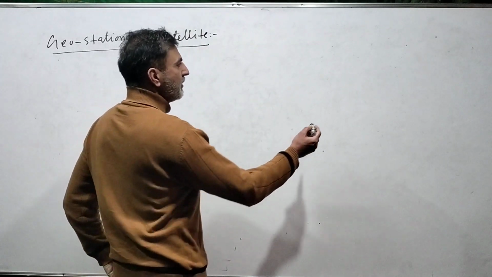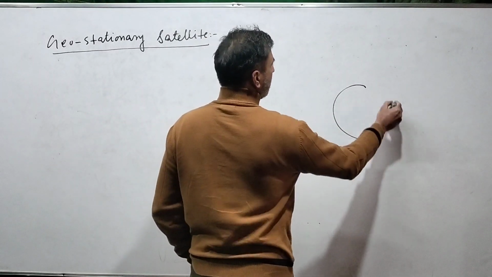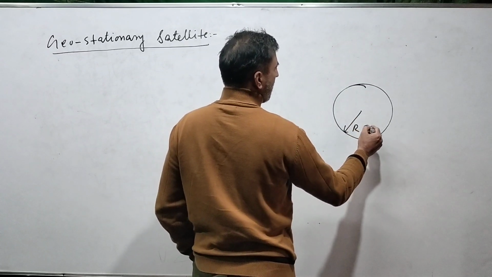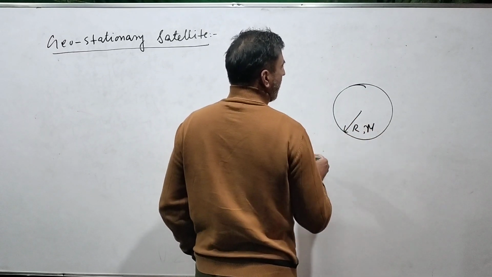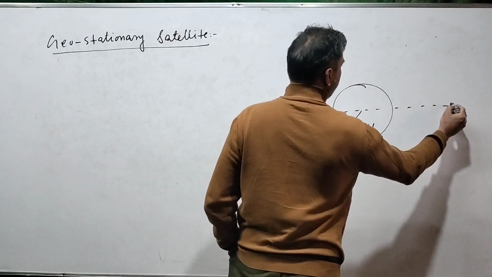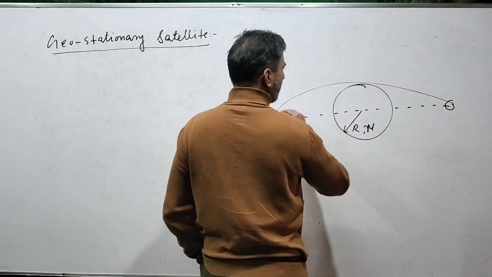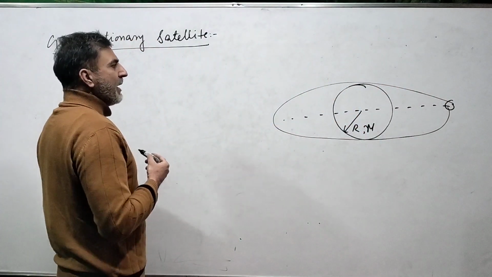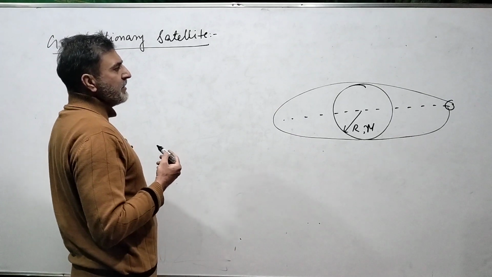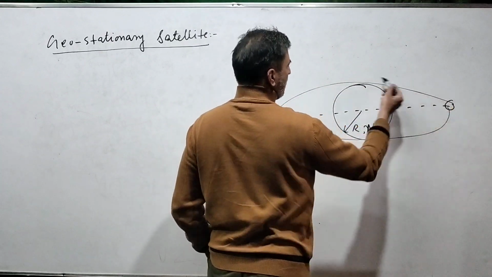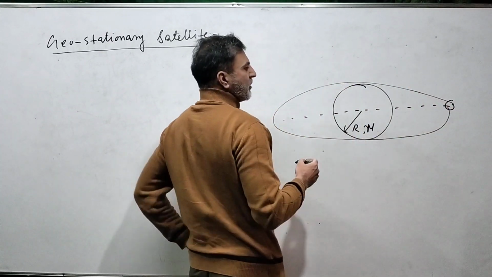Something like this. It is Earth, and its radius is r, mass is m, and it is the equatorial plane, let me suppose. The satellite is revolving in this equatorial plane around the Earth. It is a circular orbit when it's moving in the equatorial plane.